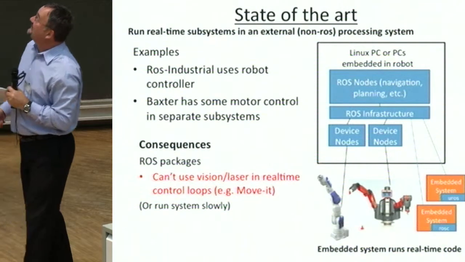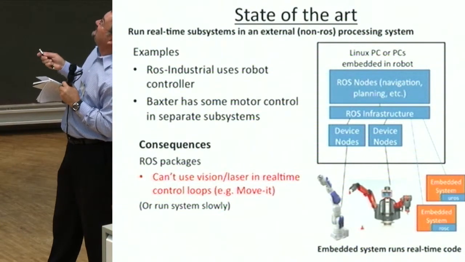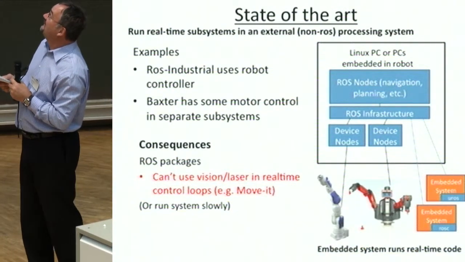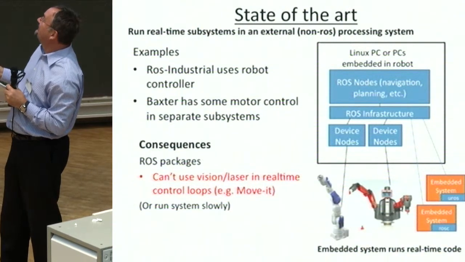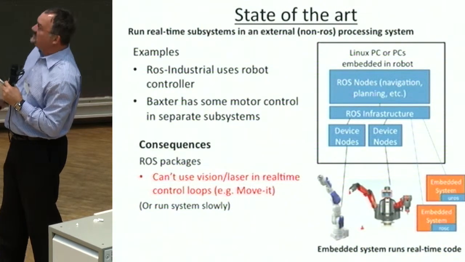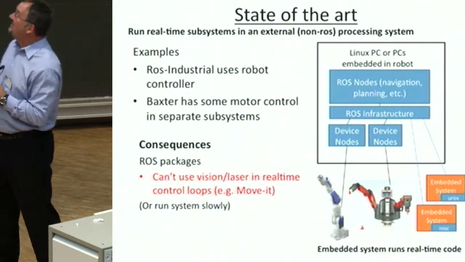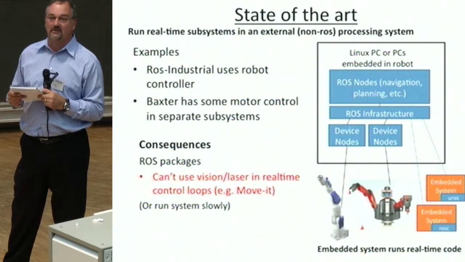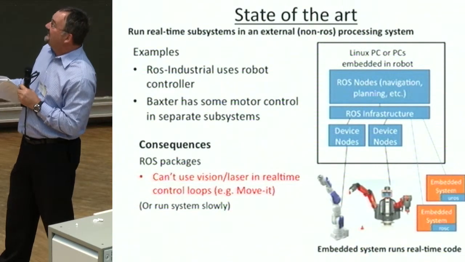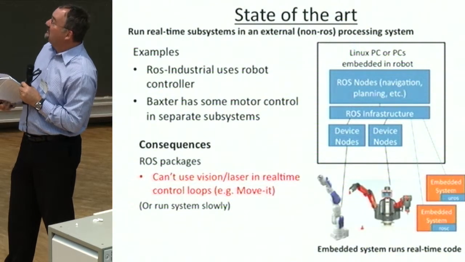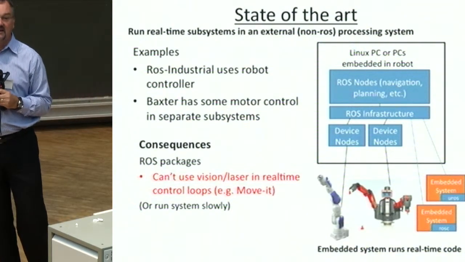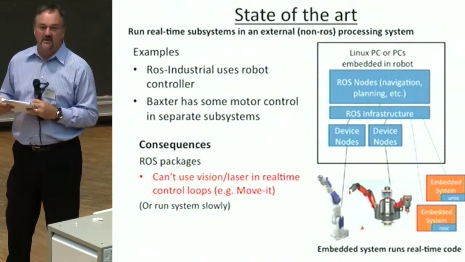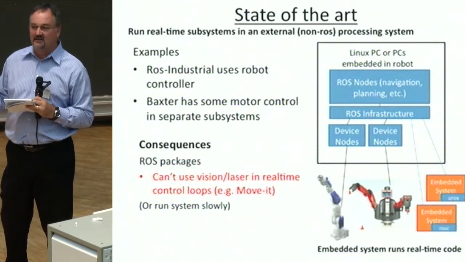The state of the art today is that real-time subsystems are deployed in external non-ROS processing systems. We've got some examples, and people will be describing ROS-C and micro-ROS tomorrow. But basically, the real-time system is given real-time responsibility. The consequence is that ROS packages can't be in the real-time control loop and provide hard real-time guarantees, or you have to run the system slowly enough that Linux can provide those.